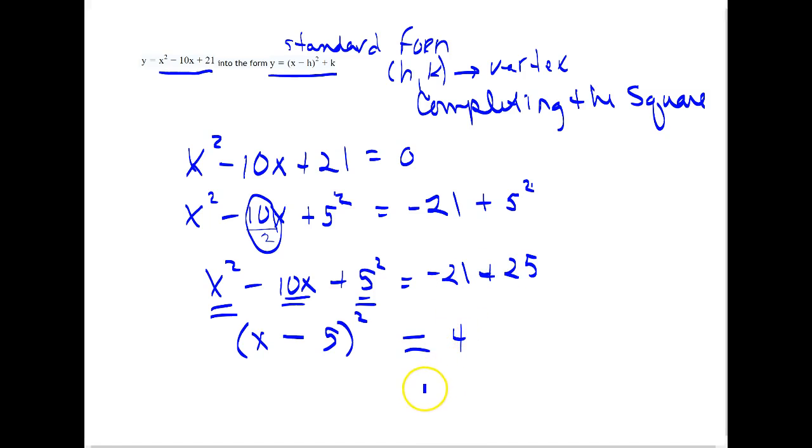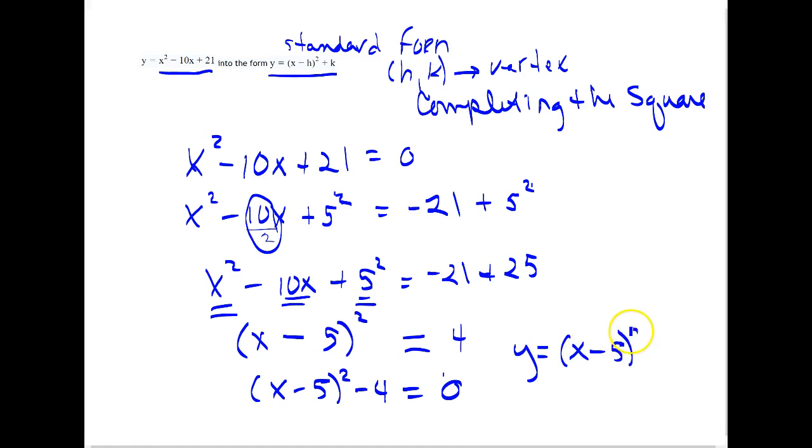And then I'm going to go ahead and set this back equal to 0 by subtracting 4 from both sides. And so in standard form, we're looking at y equals (x minus 5) squared minus 4.